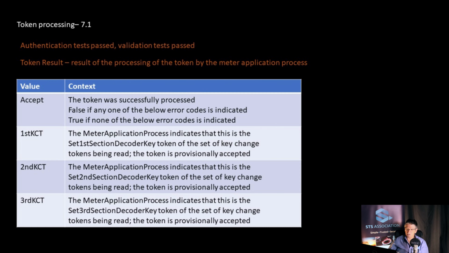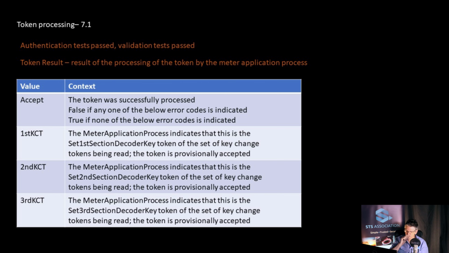So now authentication tests have passed, let's assume that, and validation tests have passed. Now you'll end up with a token result which is calculated. This is the result of the processing of the token by the meter application process. So it's done all the initial bits, it sends everything, it says it's happy with the token, please process it and give us a result.